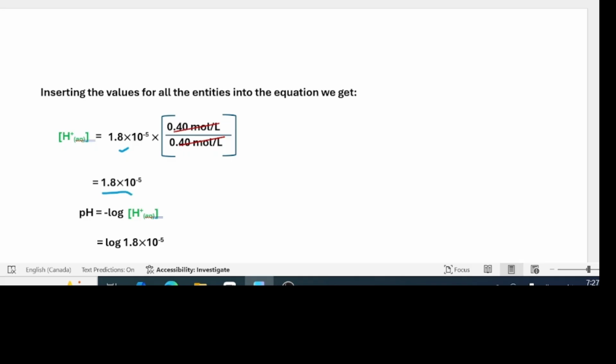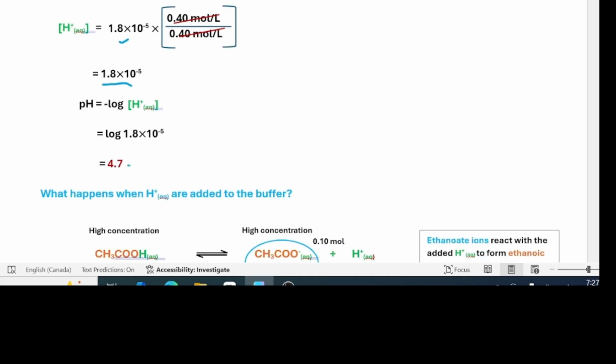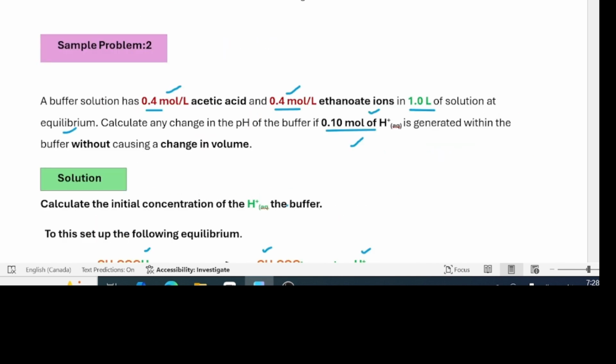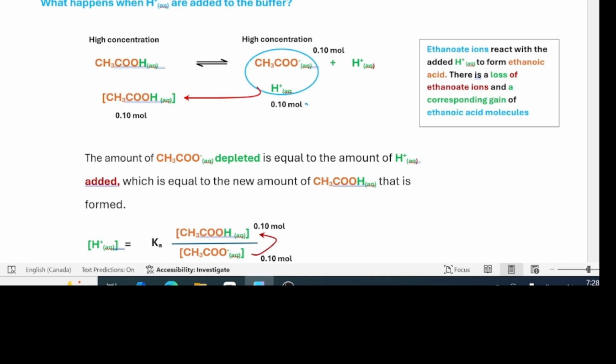Doing a negative log of that, we ended up with the pH of the buffer solution as being 4.7. The question was, what will be the change in pH when that amount of hydrogen is added to the buffer? When we add that amount of hydrogen to the solution, recall that ethanoate ions are strong bases, and if hydrogen ions are lurking around, they will quickly grab them to make molecules of ethanoic acid.